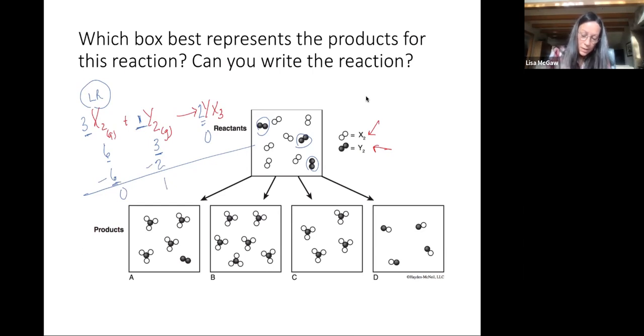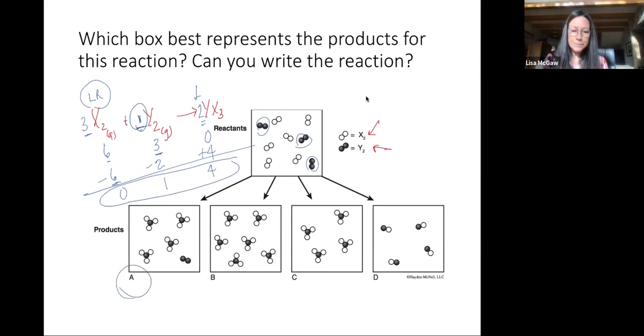And then let's look at this ratio. For every 1 Y2, you can make twice as many YX3s. That means you could actually make 4 of those and you would have 4. So if I find a box that looks like this with 0 of the colorless spheres, 1 dark sphere and 4, oh, look at that, it's choice A. So does that kind of make sense?